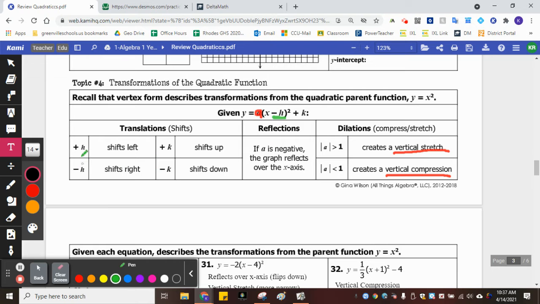So if H is positive up here, it actually moves left, which is opposite of what you think. And if H is negative, it actually moves to the right. So negative is right inside your parentheses. I always think if you're inside a building, you can only move left to right. If you're outside, nothing's stopping you, you can move up and down. And up and down is exactly what you think it would be. Up is positive, down is negative.